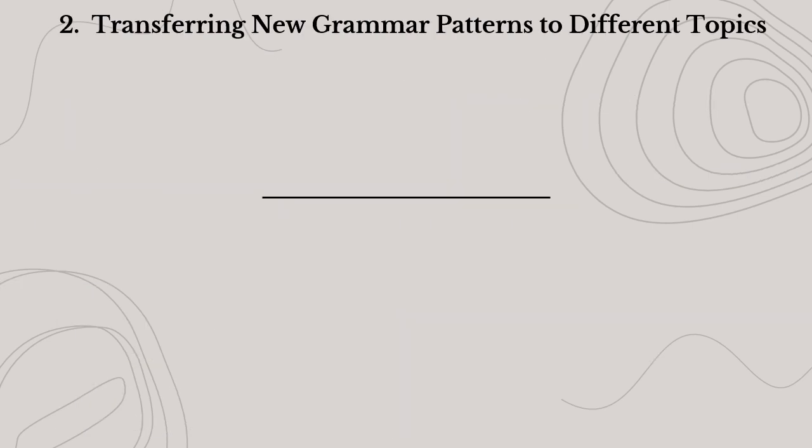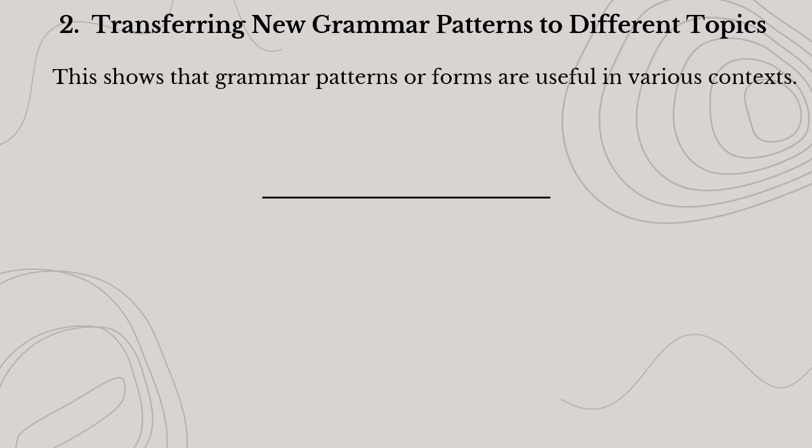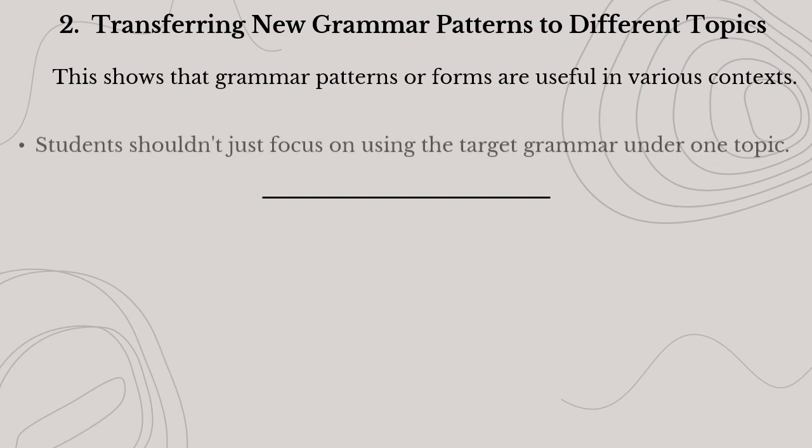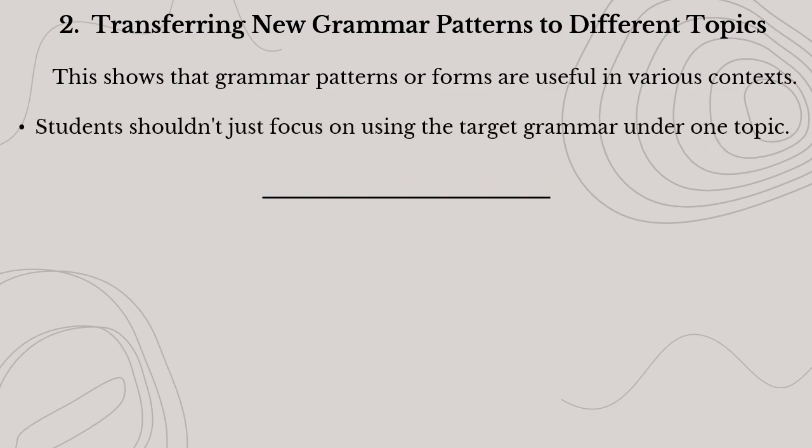The second key principle of grammar teaching and learning is to transfer new grammar patterns or forms to different topics, or to show students that grammar patterns or forms they learned are useful in various contexts. So let's just use "be going to" one more time for prediction as an example. It is not recommended that you focus on having students use the target grammar "be going to" just to predict about future jobs, for example.